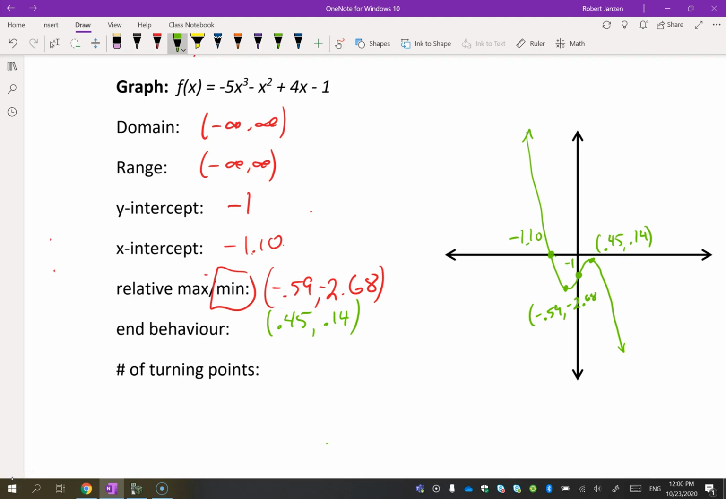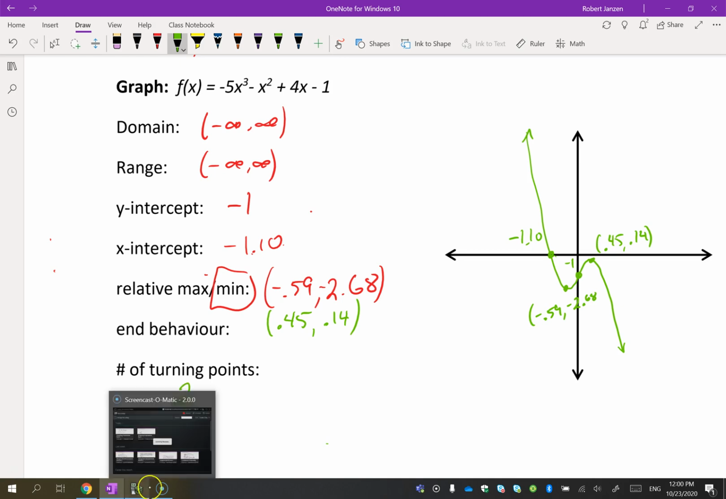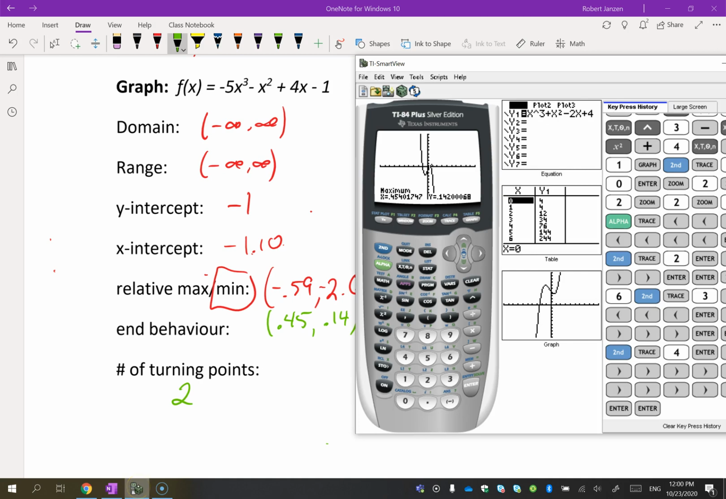So here's the graph of this polynomial. Again, there are two turning points. A couple things I wanted to highlight. When you first look at the graph here, it's hard to tell if there are two x-intercepts. It's hard to tell if it crosses the x-axis twice.